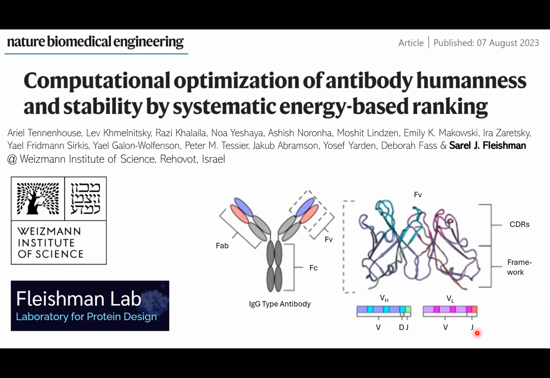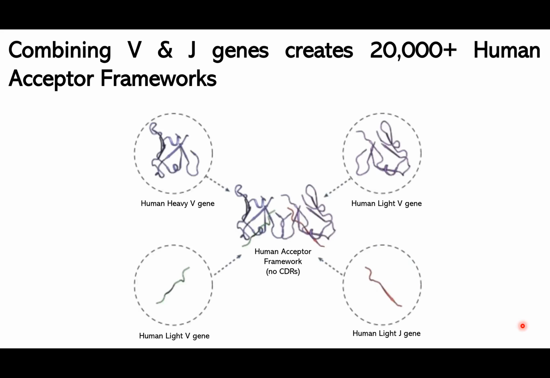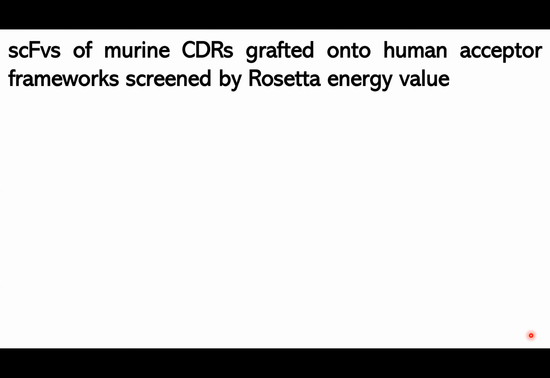However, these authors use combining V and J genes to create 20,000 plus human acceptor frameworks instead of homology modeling, and then screen all of these different frameworks using Rosetta. So they graft on the parental CDRs, which mediate the binding, and then use their newfound frameworks. They did the screening using scFvs of these grafted CDRs on their frameworks using Rosetta energy.